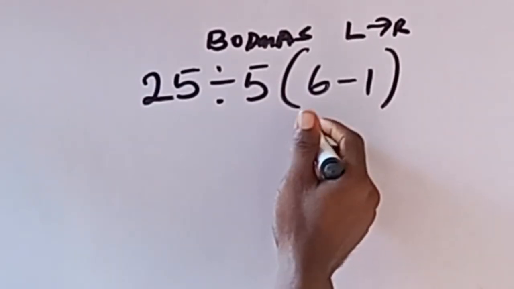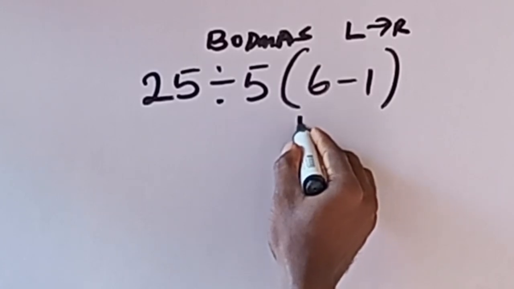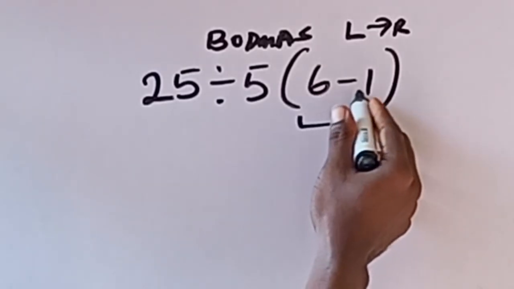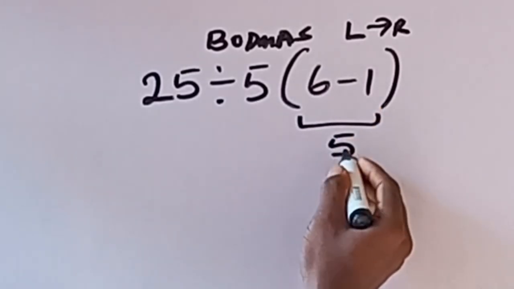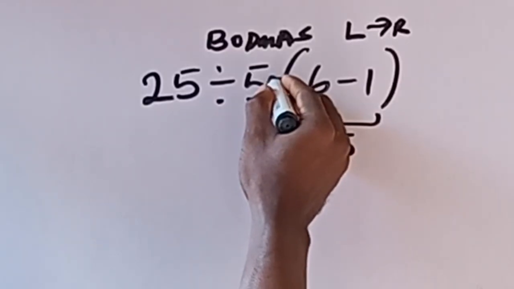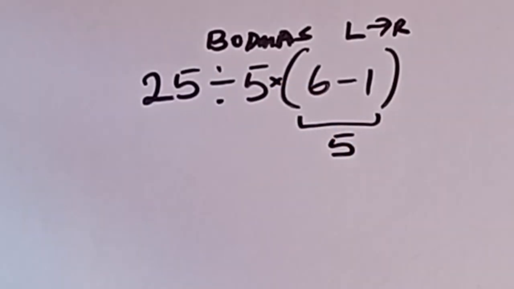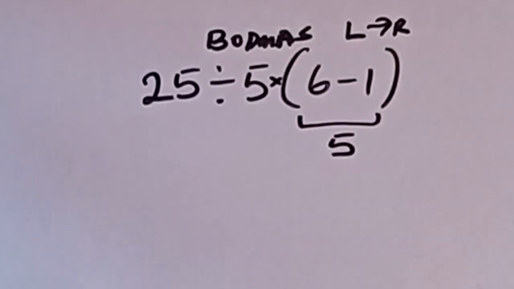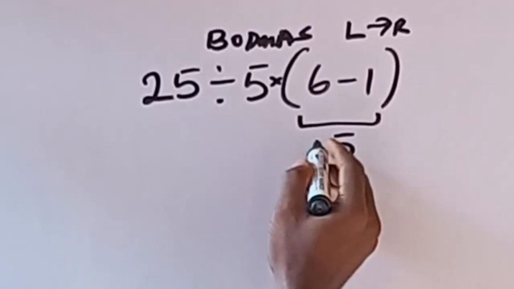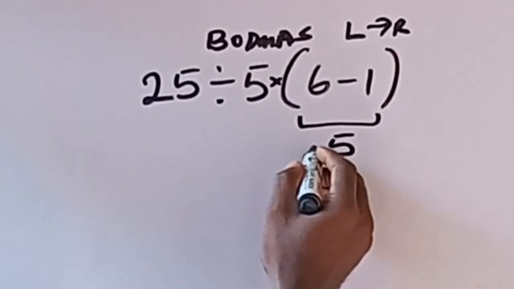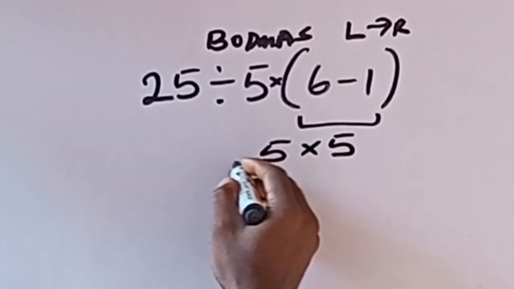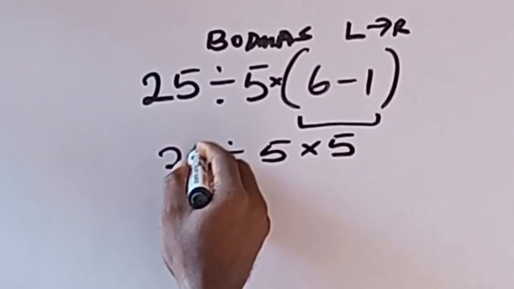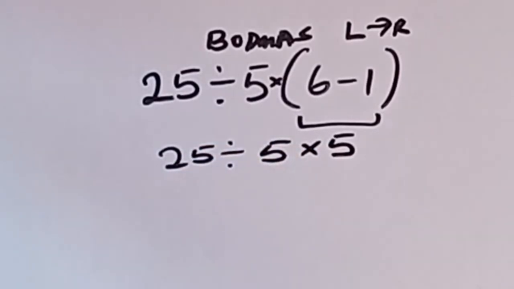So first of all, we do this bracket, this parenthesis. So 6 minus 1 will give us 5. And don't forget that there is an invisible multiplication here. Why? Because if a number is close to a parenthesis, you have to multiply. So we have 25 divided by 5 times 5.